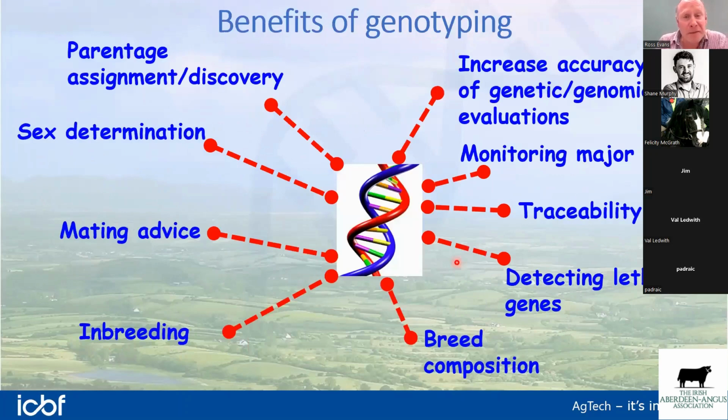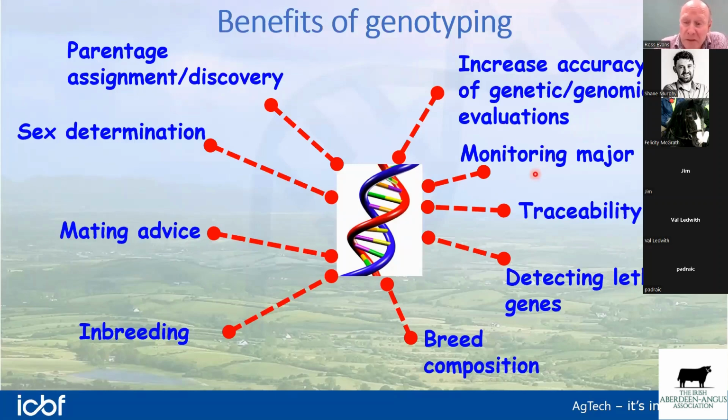So in the context of, we'll say, cattle breeding or sheep breeding or domestic livestock breeding, you can see there's a whole range of areas listed there, and probably we're touching the surface of what genomics and genotyping can do, and really it's around the first couple of areas here around parentage assignment and discovery, but also in terms of increasing the accuracy of genetic/genomic evaluations. But there are a whole range of other areas there.